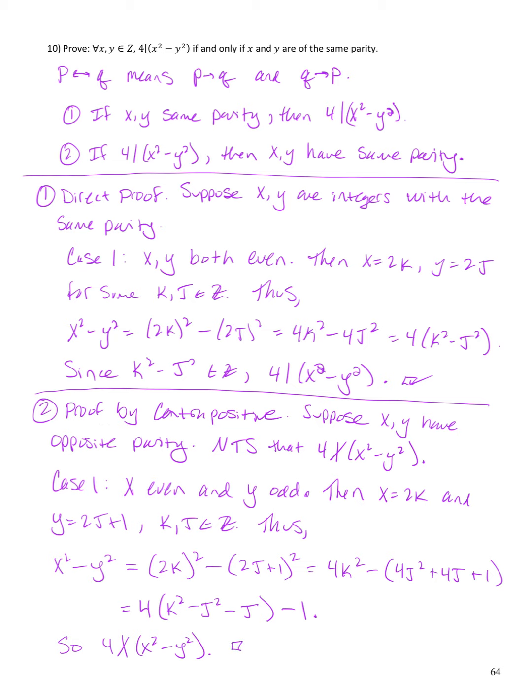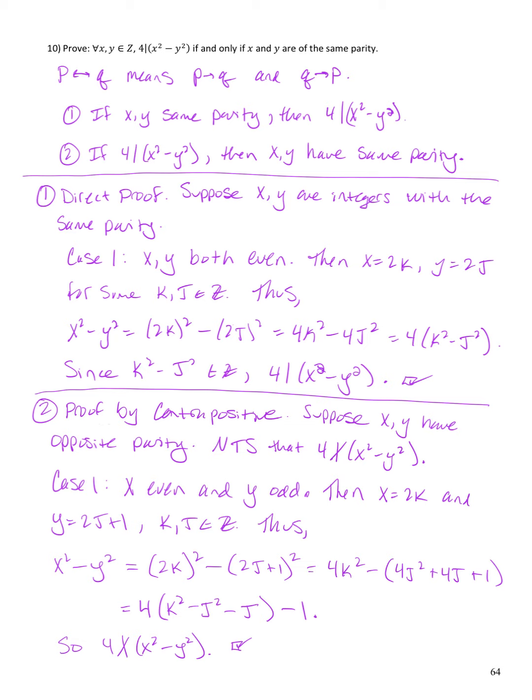Okay, so we've proven it for case 1. We supposed that x and y had opposite parities, in particular that x is even and y is odd, and we showed that 4 does not divide x squared minus y squared. We have one more case, so go on to a new page. Our new case is going to be that x is odd and y is even.